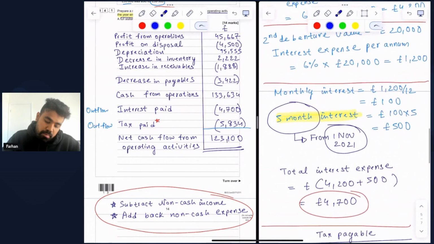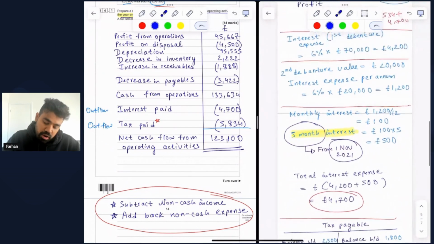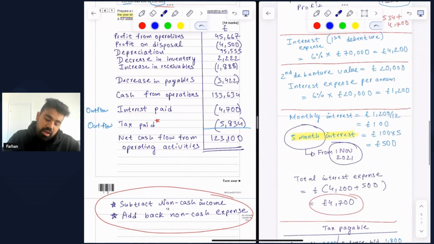If you clearly remember, we did this calculation earlier. For the first debenture, we had an interest expense of £4,200. And for the second debenture, which was taken on 1 November 2021, we had a 5-month interest expense accrued of £500. That gives us a total interest expense of £4,200 plus £500, which is £4,700, and that is what we have shown here.